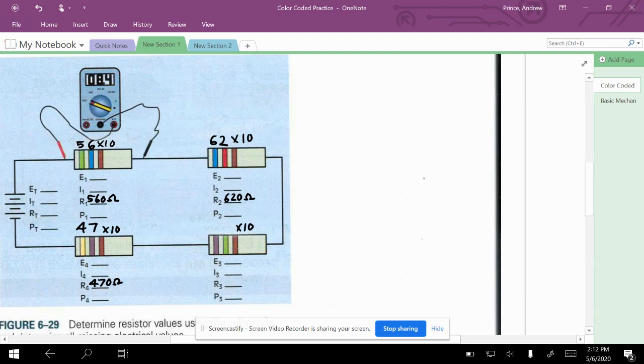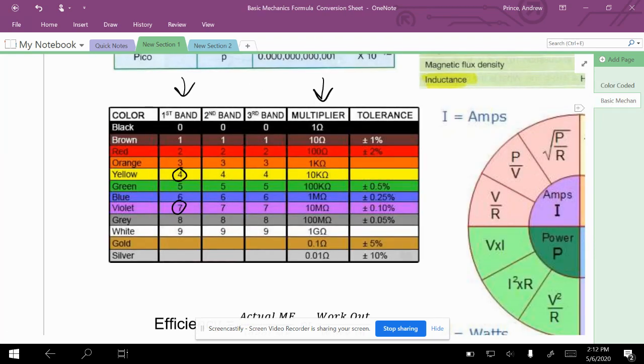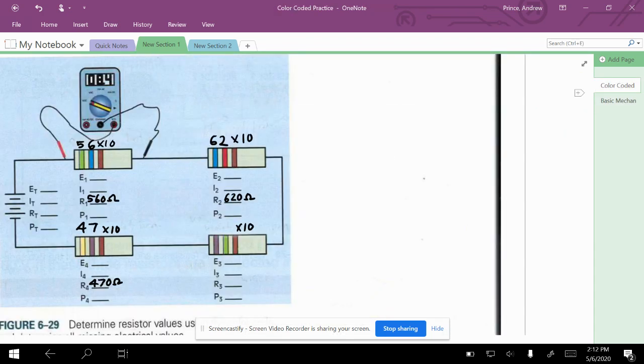And then we have violet and green. So again, violet, 7, and green is 5. 7, 5. And we'll multiply that by 10. That gives us 750 ohms. So here we have all our resistance values.